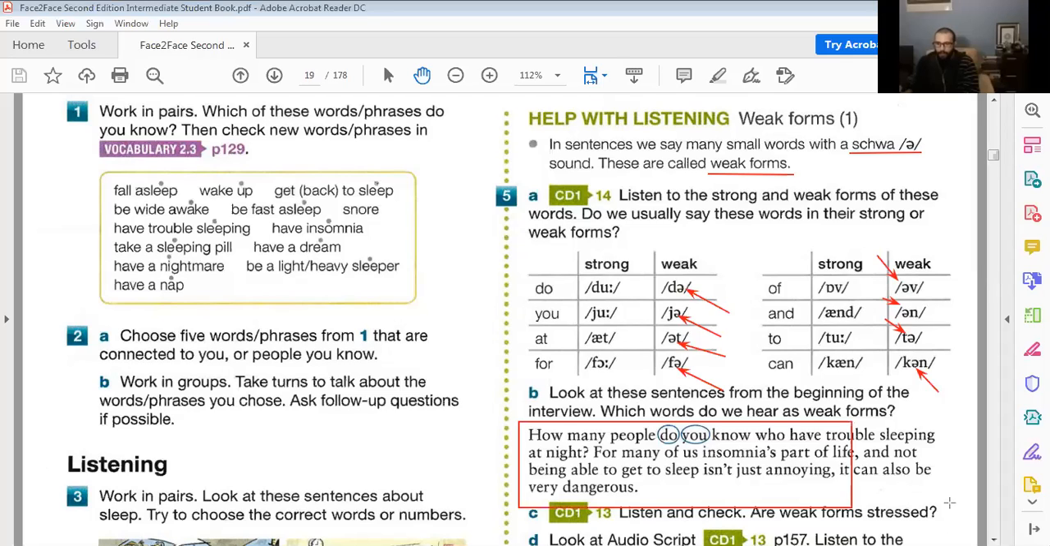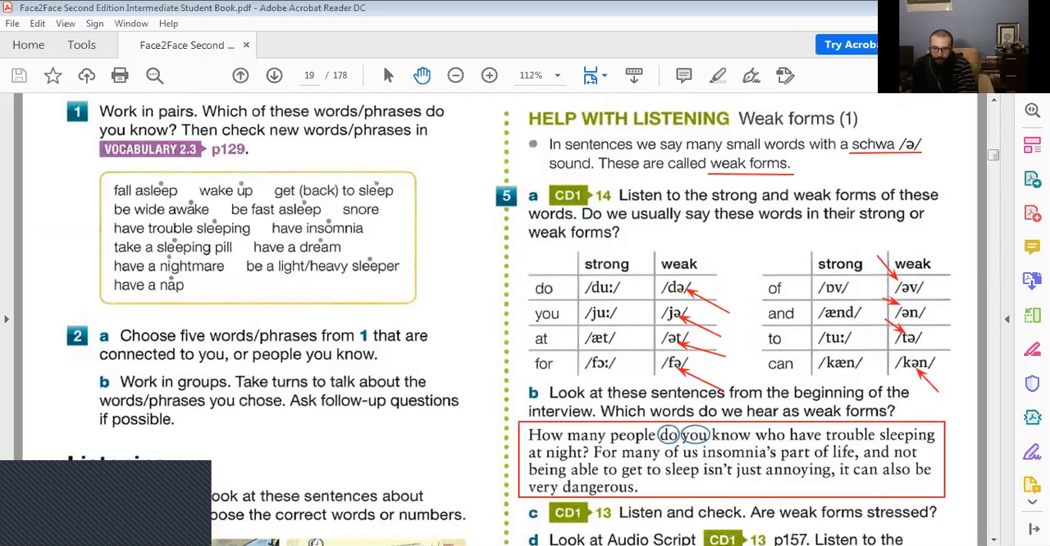So our job now in this exercise, we want to circle any weak forms. So if you find a weak form, just tell me and I'll circle it. But first, let me play this paragraph first. After that, we can circle the weak forms and talk a little about them. So let's do that now.